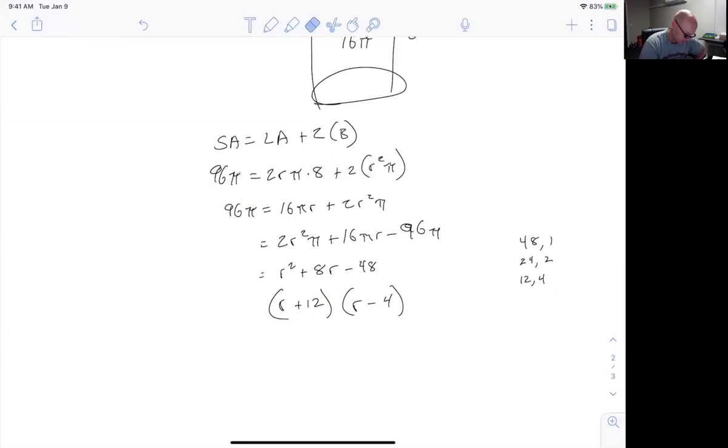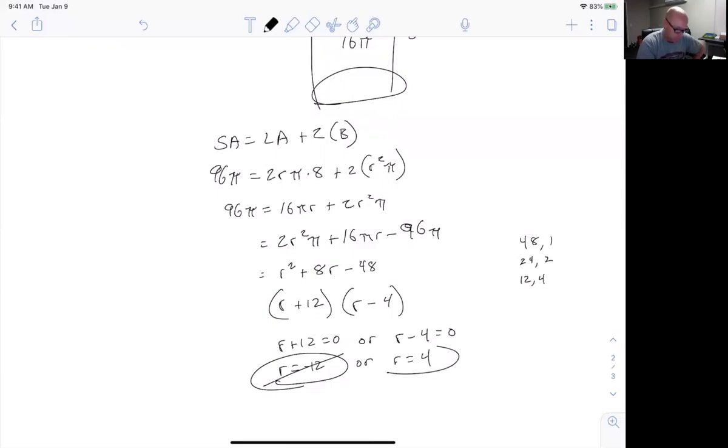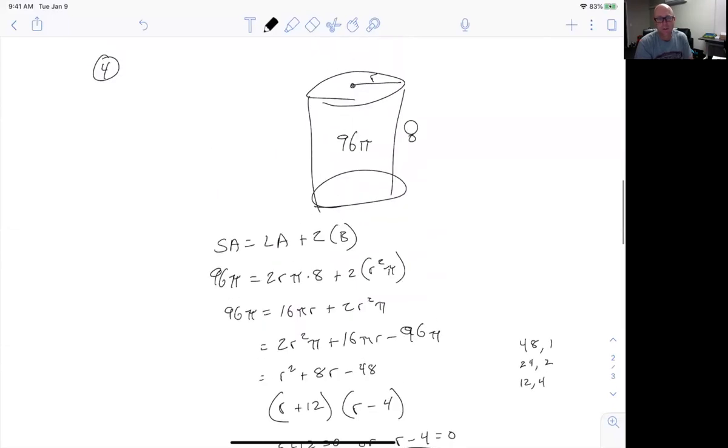Okay, so now let's solve for r. So r plus 12 equals 0, or r minus 4 equals 0. So r is equal to negative 12, or r is equal to 4. Well, I can't have a negative radius. That doesn't make sense. So r must be 4. So when given the surface area, I can also find the radius of the cylinder, and I could also find the height if they wanted. If they gave me the surface area and the radius, I could find the height doing the same thing.